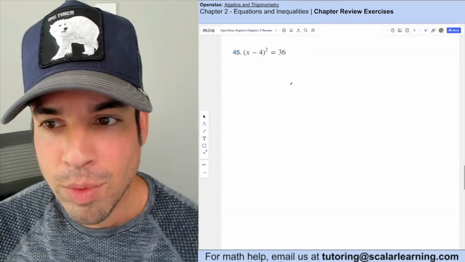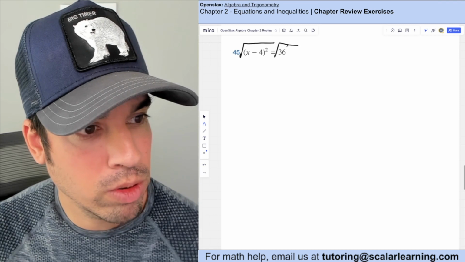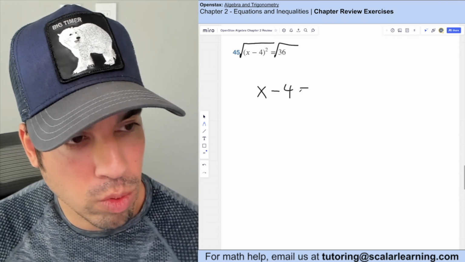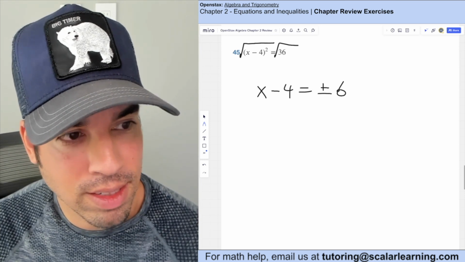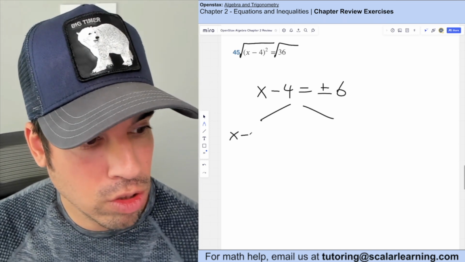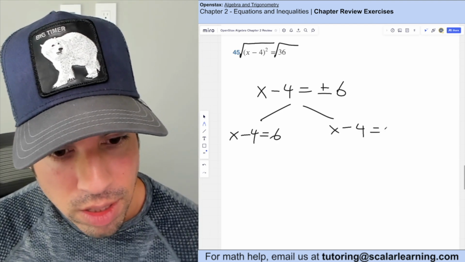Done. Here we're going to solve by taking the square root of both sides. So if I take the square root of both sides, that kills that exponent. So now it's got x minus 4 equals plus or minus 6, right? We got to take the square root of 36. It's both of those values. So now we got two equations to solve. x minus 4 equals 6. x minus 4 equals negative 6.